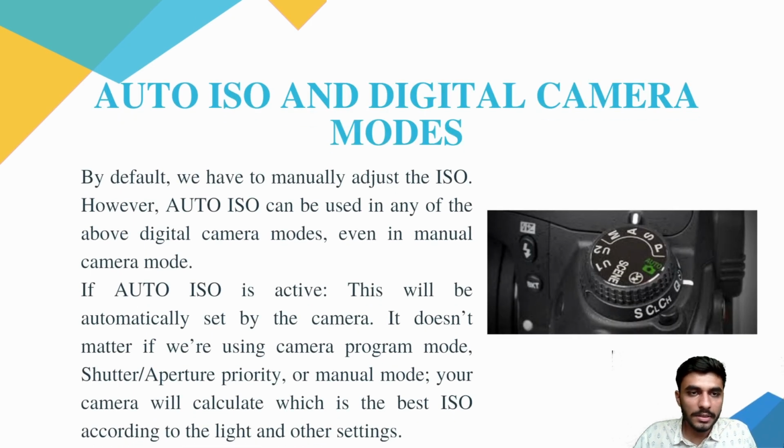And the next mode is auto ISO and digital camera modes. This mode is marked on each and every camera as auto and it has a camera symbol below auto, marked in green color. By default we have to manually adjust the ISO. However, auto ISO can be used in any of the above digital camera modes, even in manual camera mode. If auto ISO is active, the ISO will be automatically set by the camera. It doesn't matter if we are using program, shutter or aperture priority or manual mode. Your camera will calculate the best ISO according to the light and other settings.